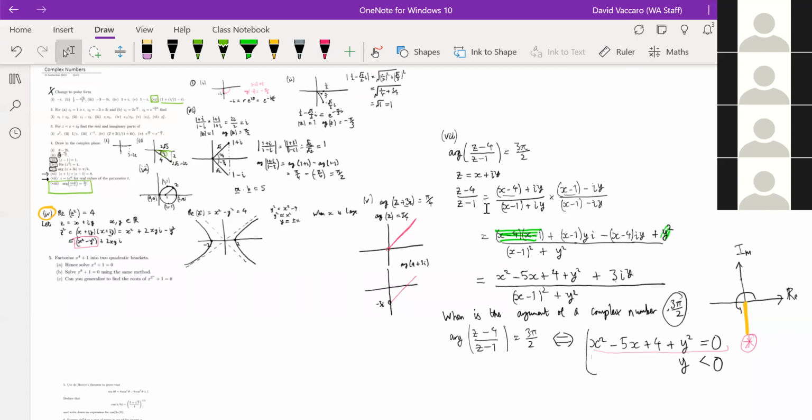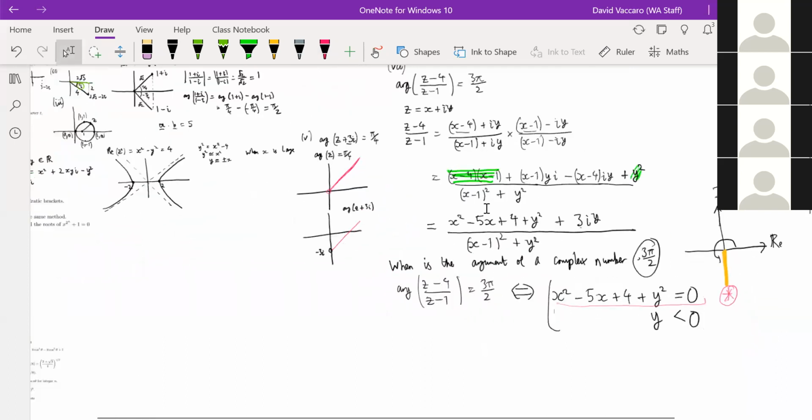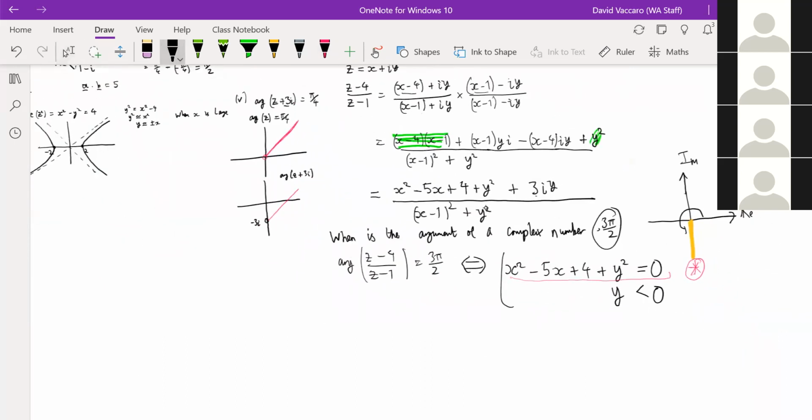Well, it's a quadratic expression in x and a quadratic expression in y, so we can complete the square on both. So x minus 2.5 squared is x squared minus 5x plus 6.25. So to get 6.25, we would need to add 2.25 to both sides.